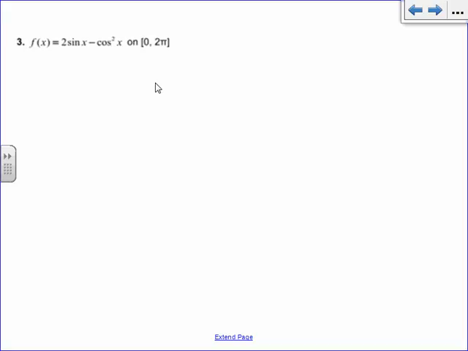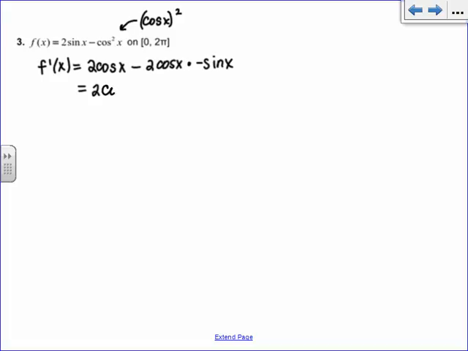Some of you guys are still having trouble taking the derivative of cosine squared of x. So remember, think of it as cosine of x, squared. So when you take the derivative, you have f prime of x equals 2 cosine of x, sorry. Almost. All right, 2 cosine of x minus 2 cosine of x times the derivative of cosine of x, so negative sine of x. So we get 2 cosine of x plus 2 cosine x sine x. Okay, it's never undefined. So find where it's equal to 0.